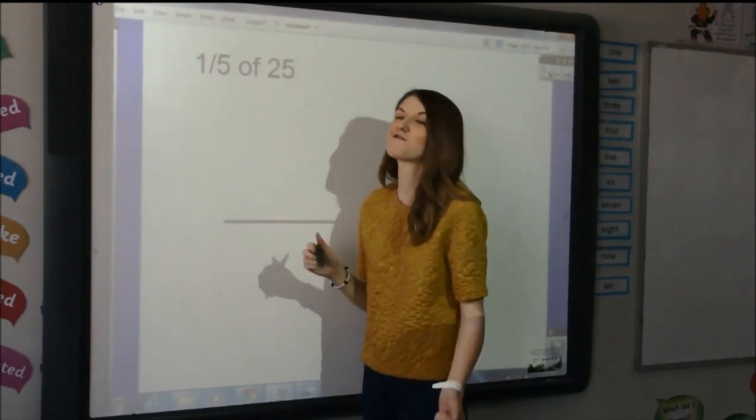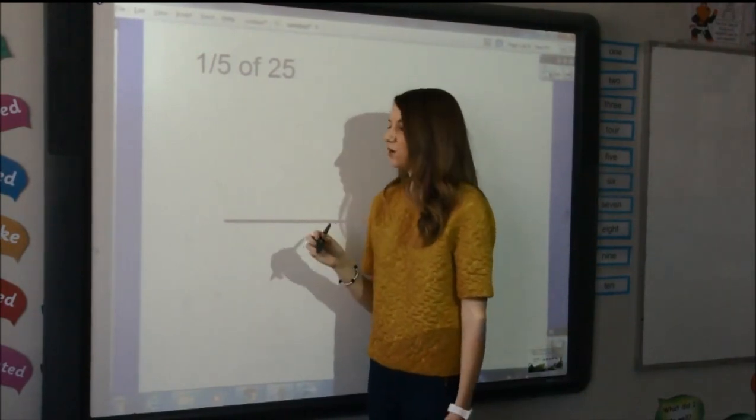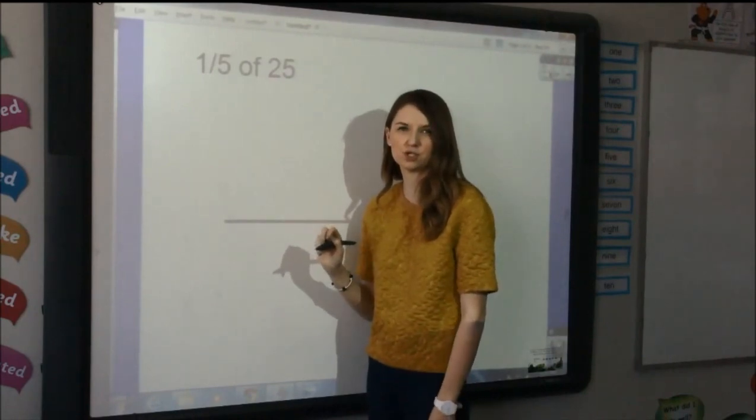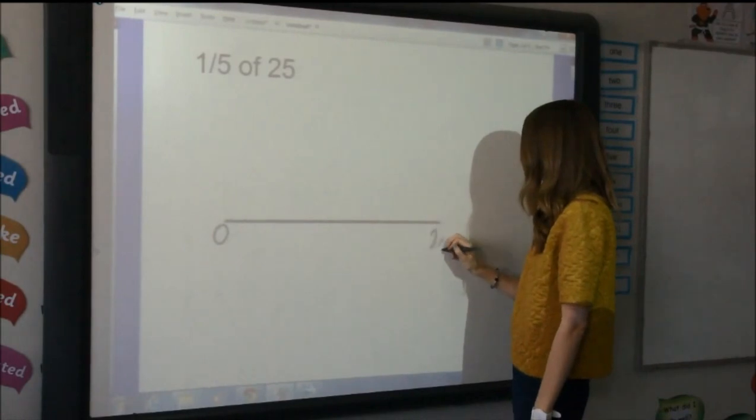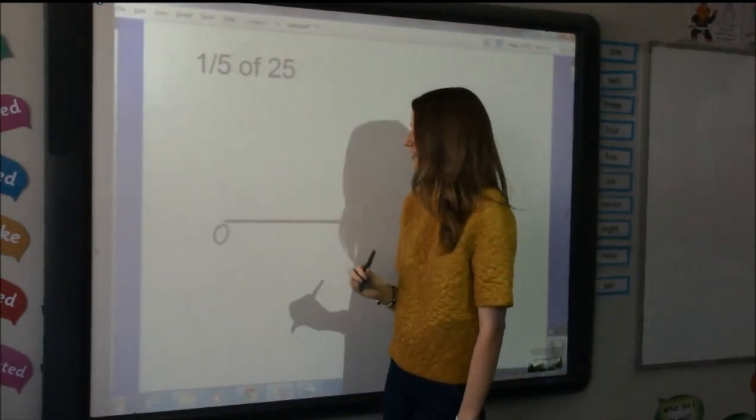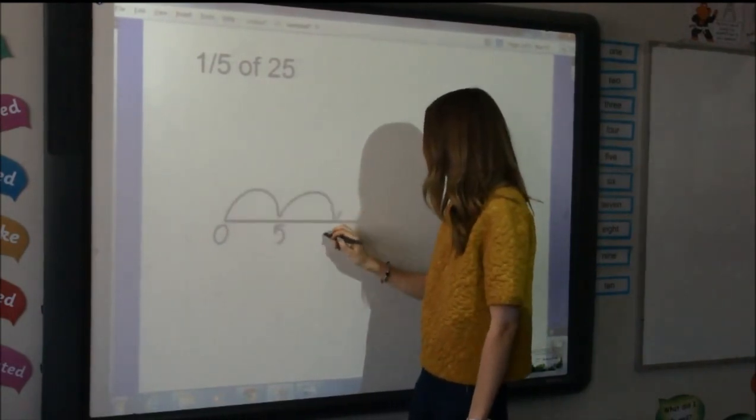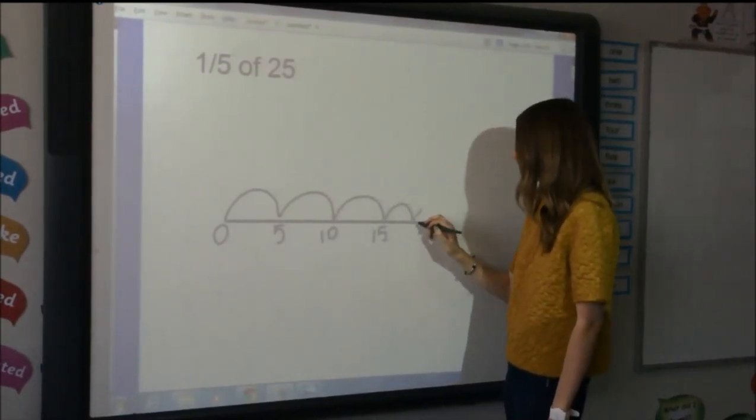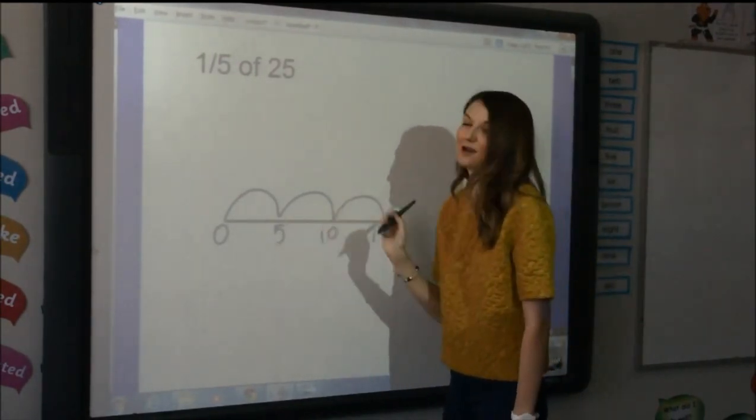Okay, so fractions of numbers. The first fraction we're going to look at is 1/5 of 25. Now, the easiest way to calculate fractions of numbers when you first start out is to use a number line. So if we put a 0 at this end and 25 at this end, we are looking to find 1/5 of 25. So all we are going to do is jump along in fives until we get along to the end number, okay? So all we need to do then is count the number of jumps.